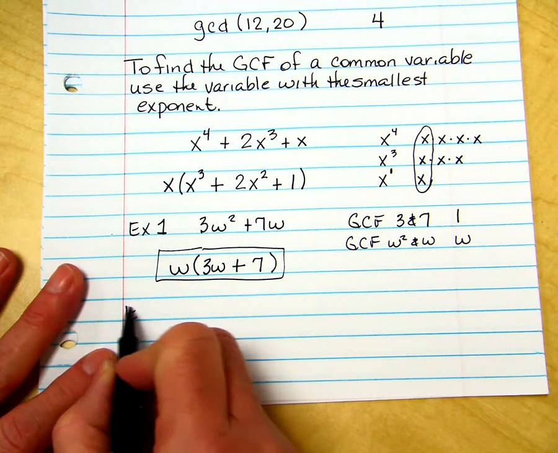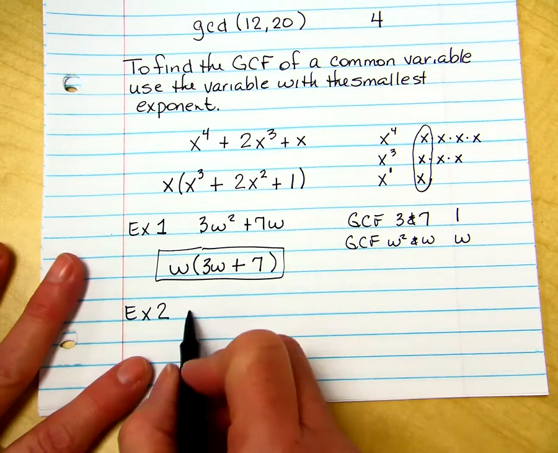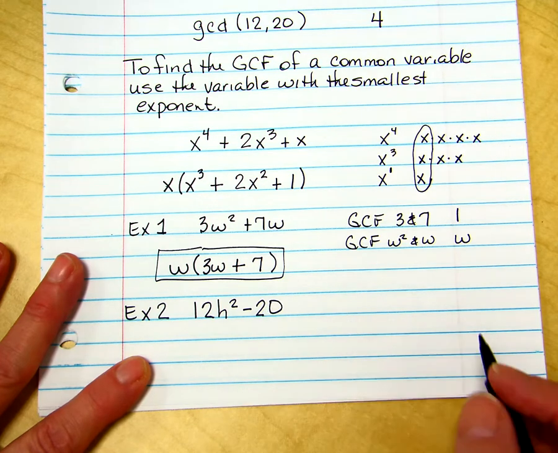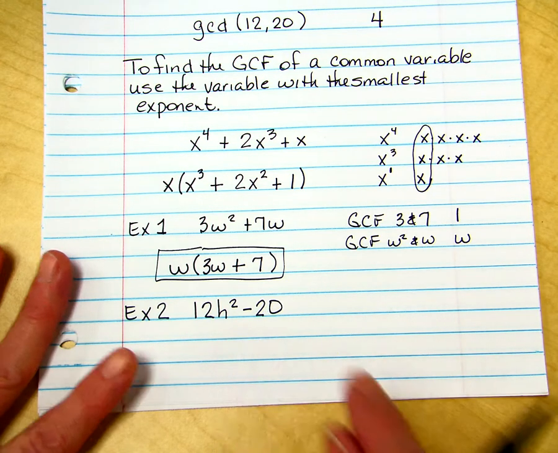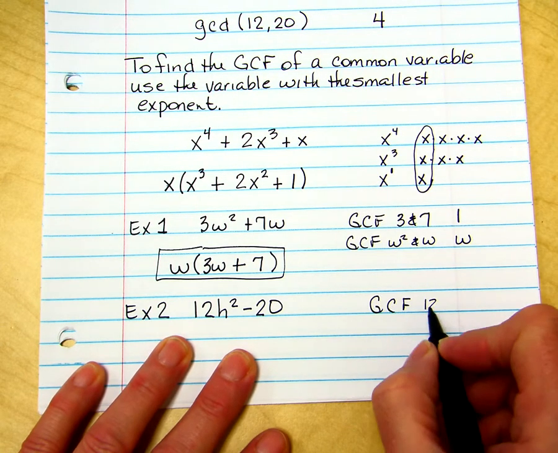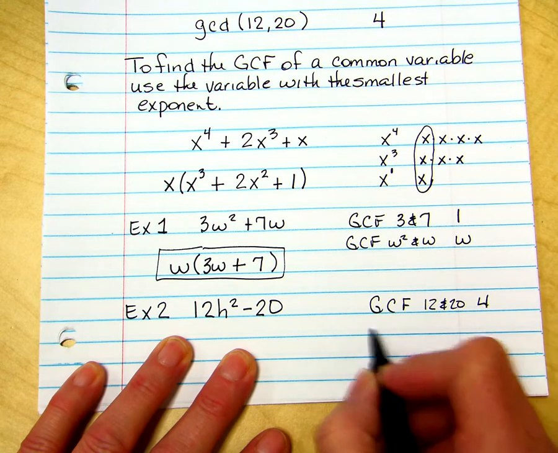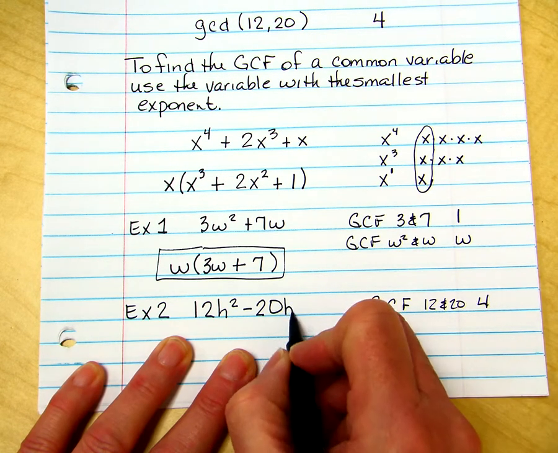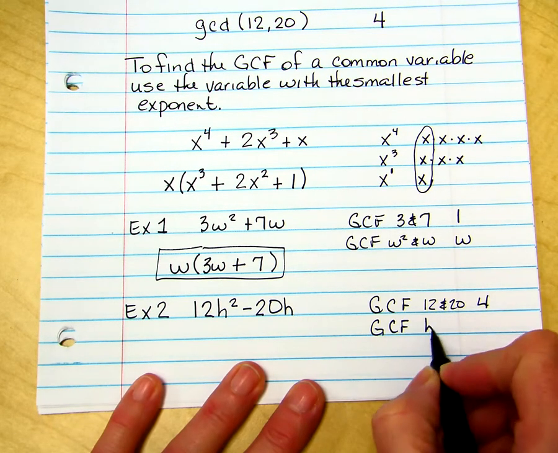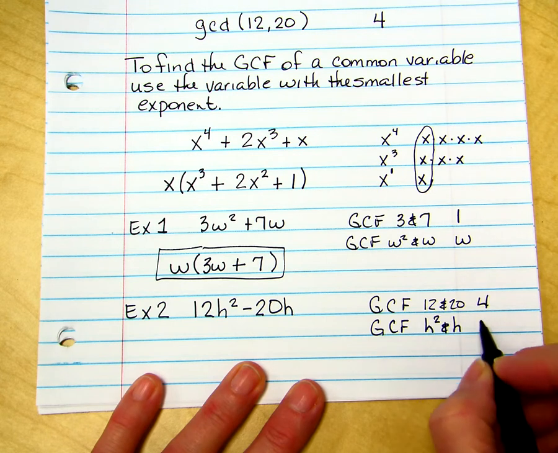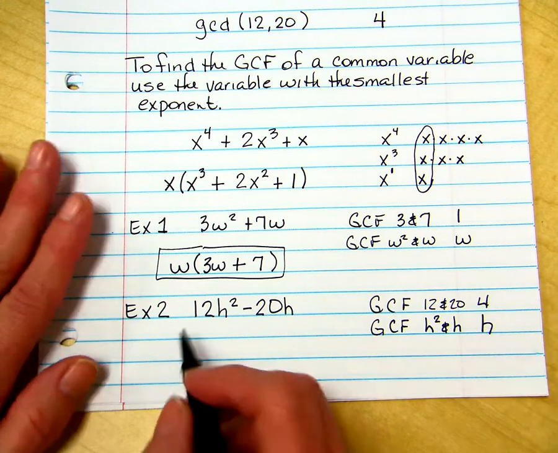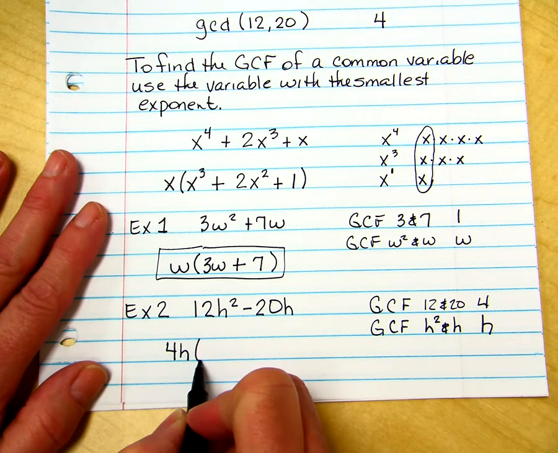Let's look at another example. 12h squared minus 20. We already found the greatest common factor for these two numbers above, so we said the GCF of 12 and 20 was 4. Oops, that 20 should have an h on there, so it's 12h squared minus 20h. And the greatest common factor of h squared and h is h. So the greatest common factor for these is a total of 4h. So 4h comes out front.